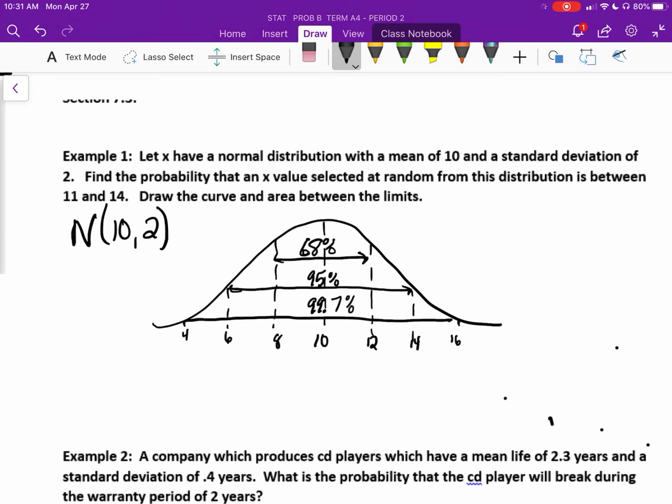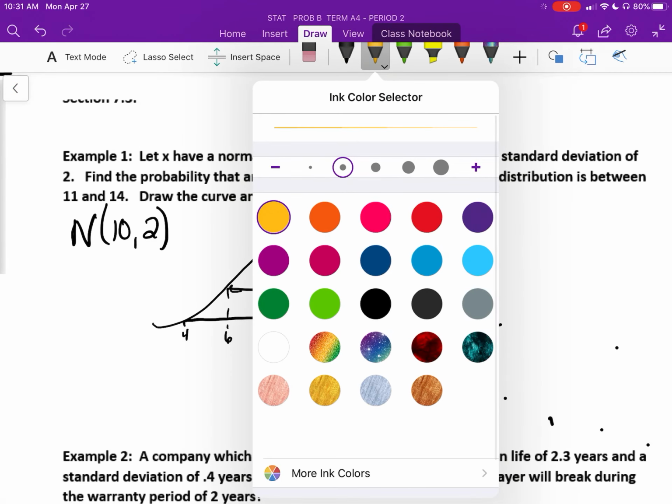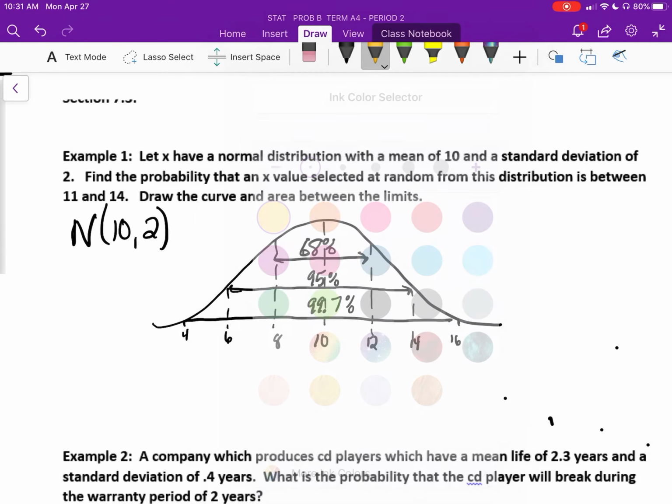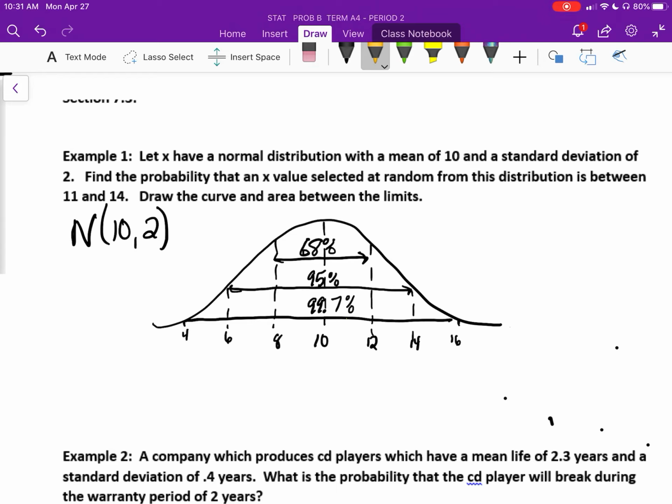So the question's asking, what is the probability that a value selected at random is going to fall between 11 and 14? Let me use a different highlighter here. For 11, I'm going to go right here. I'm going to draw a line right there. So that's my 11, and then 14 is right here. And I'm just going to look at this area inside that chunk.